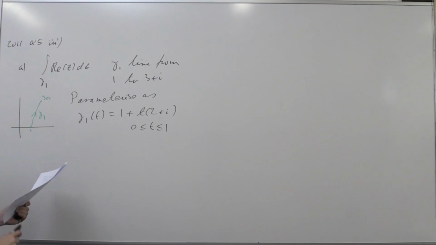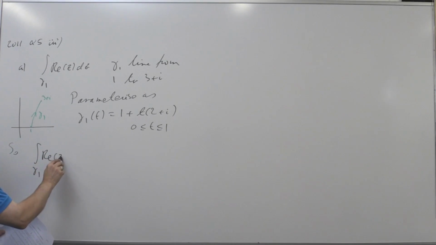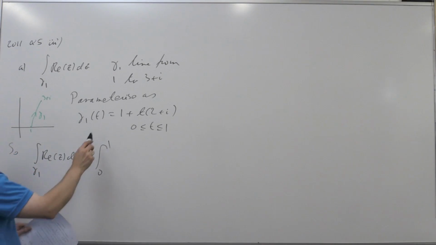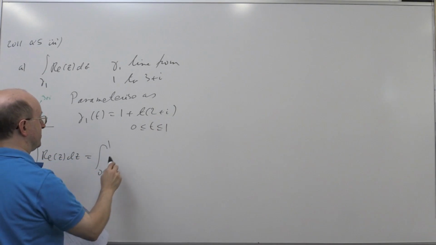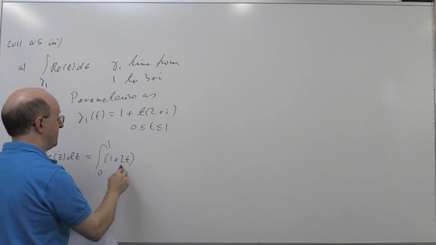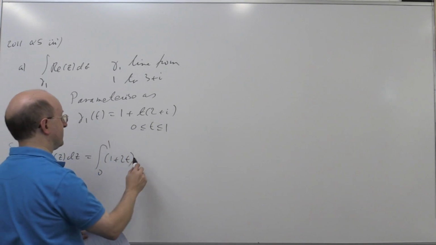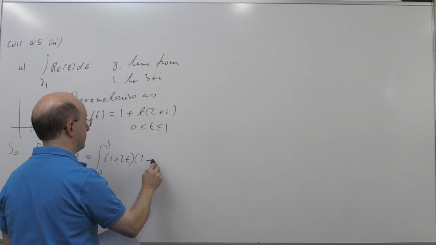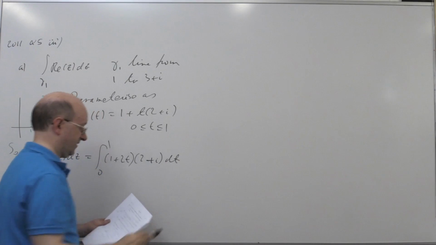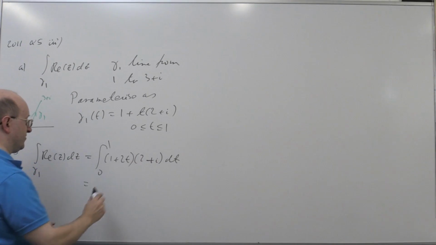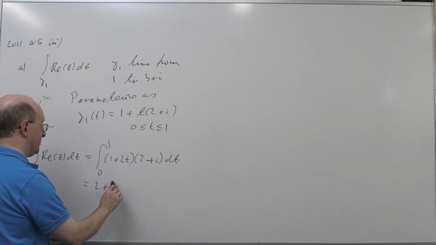Alright, so the integral over gamma 1 of the real part of z dz becomes an integral from 0 to 1. The real part of z here is just 1 plus 2t. Remember, we do a change of variables, so we multiply by gamma 1 dash, which is 2 plus i, dt. Well, 2 plus i is just a constant, so it comes out.